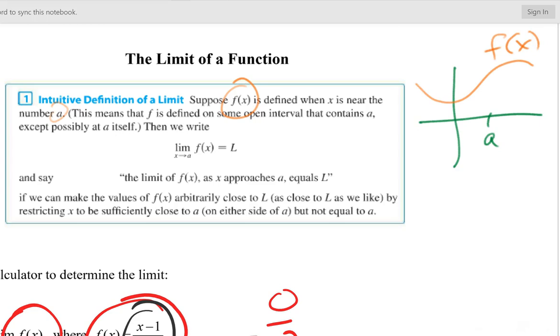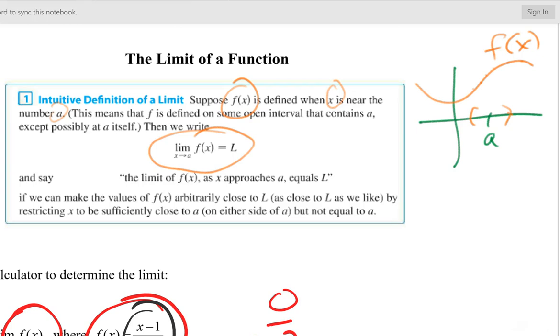So let's see, suppose f of x is defined when x is near a number a. Yeah, it's defined because the graph exists there. This means that f is defined on some open interval that contains a, except possibly at a itself. So there's an open interval, open meaning that you're not including the values on the endpoint, okay? Then we write the limit as x goes to a of f of x equals L.